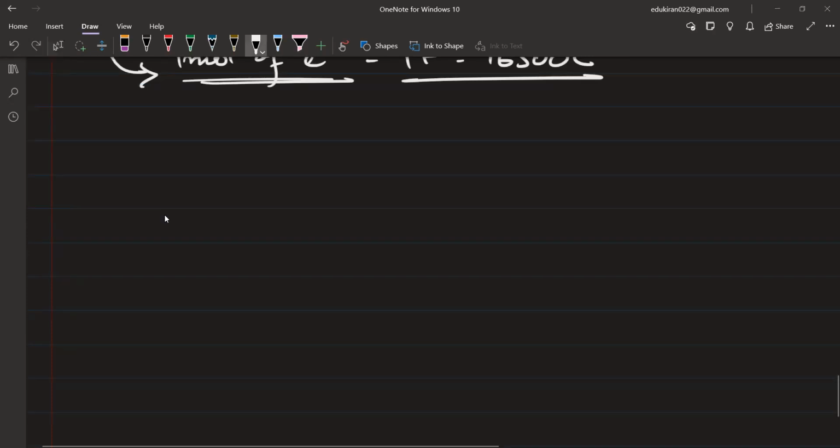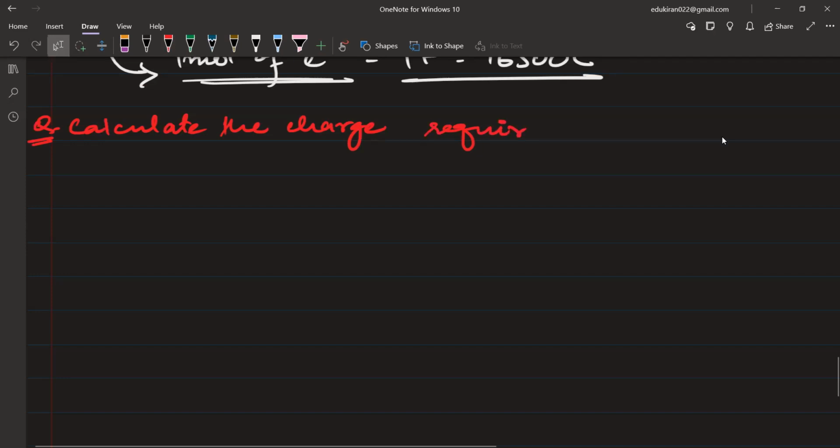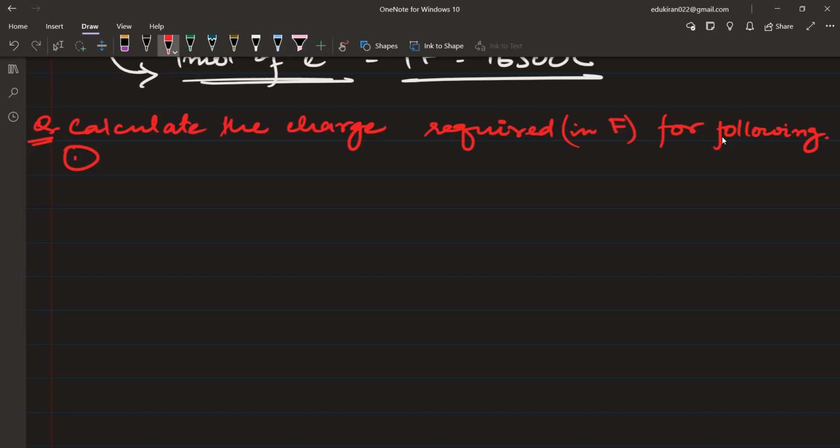Please write the question, okay? Calculate the charge required in Faradays, okay? In Faraday, for the following. The first thing that you have to do is, what if I have to make 2 moles of I2 from KI? Okay, so first of all, how to approach this question?